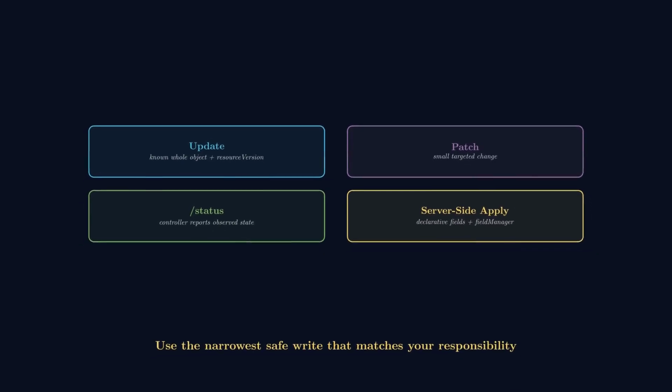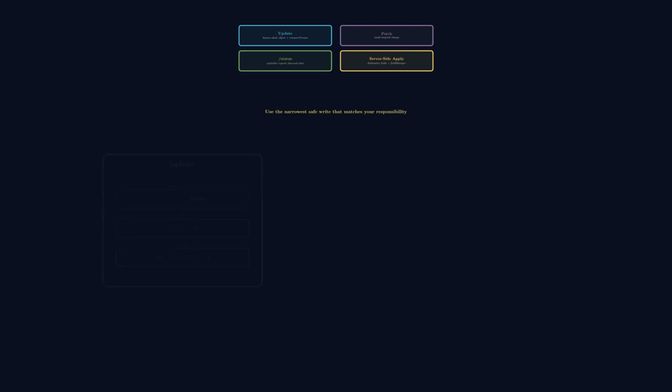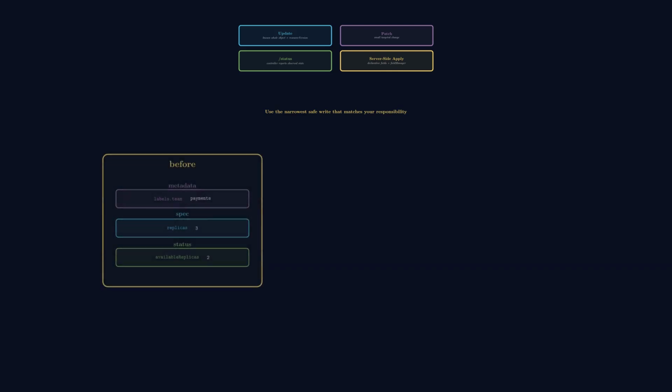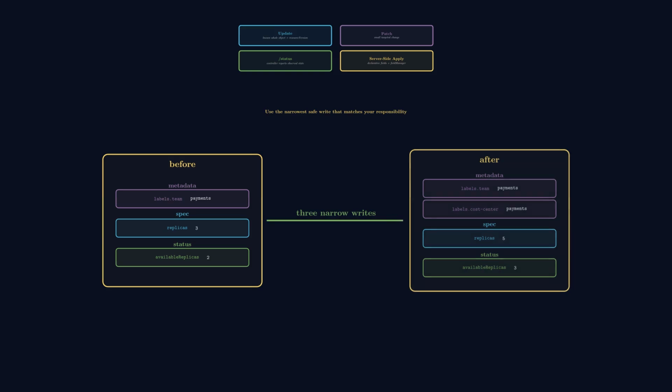Now replay the problem that started this episode. GitOps changes the desired replica count from 3 to 5. The controller updates available replicas through /status. The metadata automation adds its cost center label with a targeted write. This time, each actor changes only its own responsibility, so all 3 changes remain in the final object.